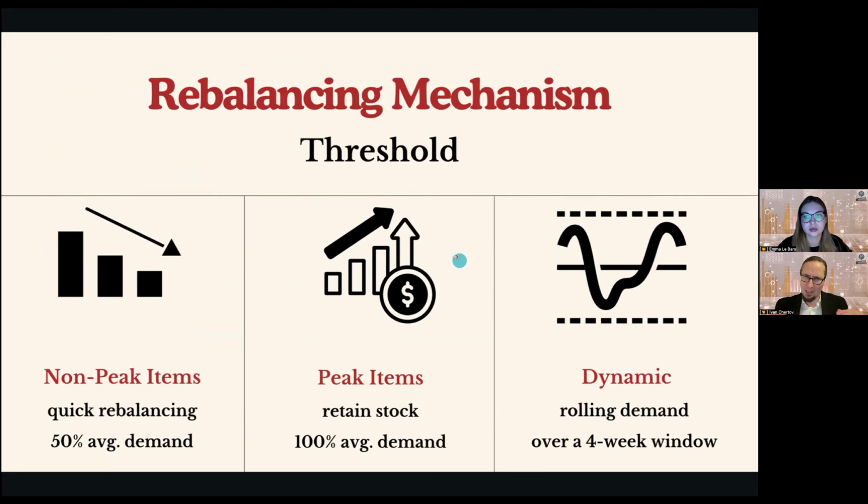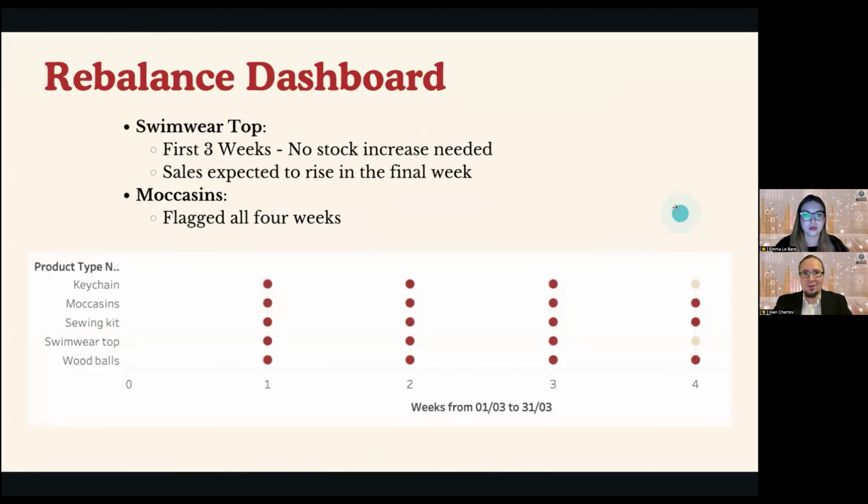A threshold of 100% is used for high-demand products to ensure we maintain sufficient stock for top-performing items. And we calculate rolling demand over 4 weeks to adjust stock in near real time, allowing dynamic response to changing demand patterns. And to monitor the effectiveness of our rebalancing strategy, we created this dashboard. And let me show you how it helps in inventory management.